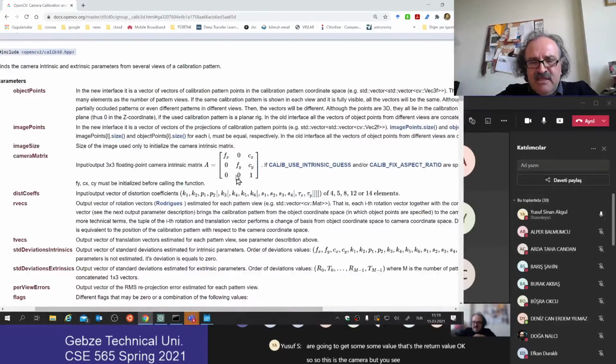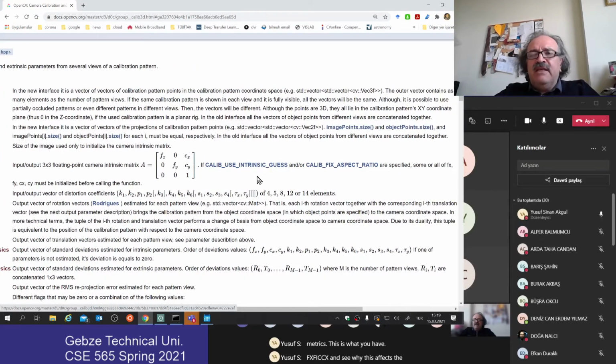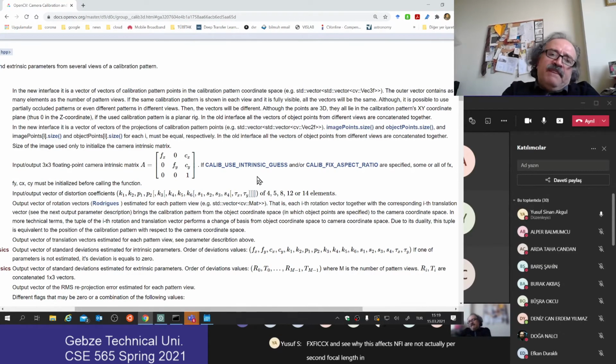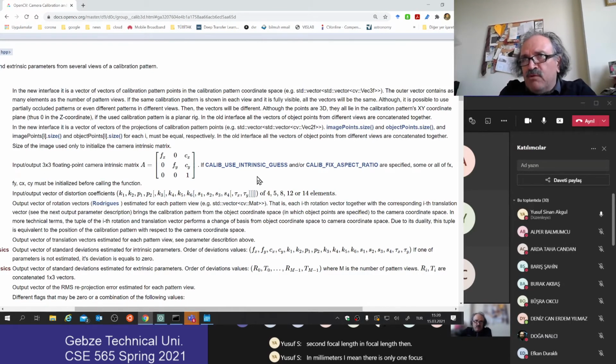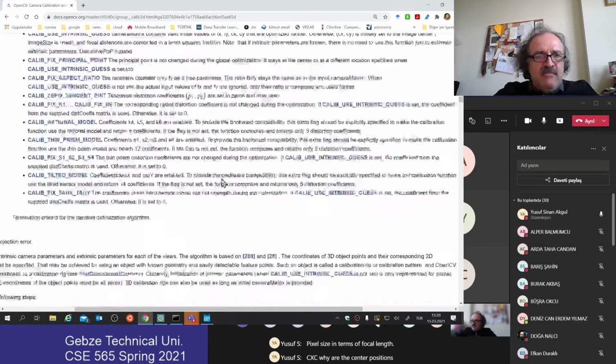So this is the camera matrix. Inside the camera matrix, this is what you have: fx, fy, cx, and cy. This fx and fy are not actually focal length in millimeters. I mean, there is only one focal length, right? There is no x focal length and y focal length. fx and fy are the pixel sizes in terms of focal length. Cx and cy are the center positions. This is how you do the camera calibration.